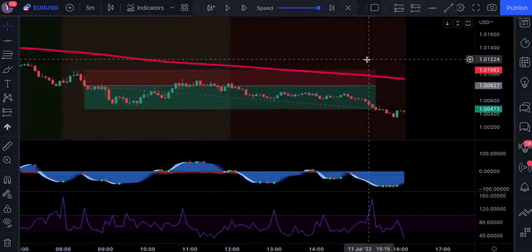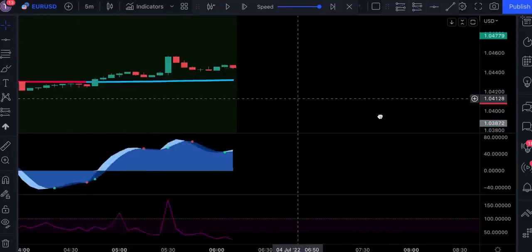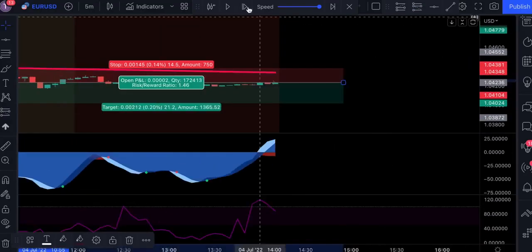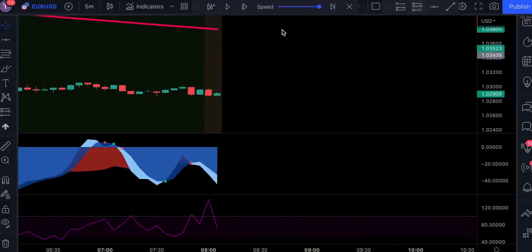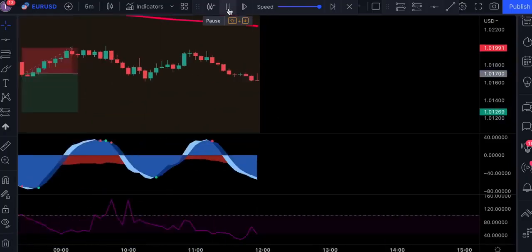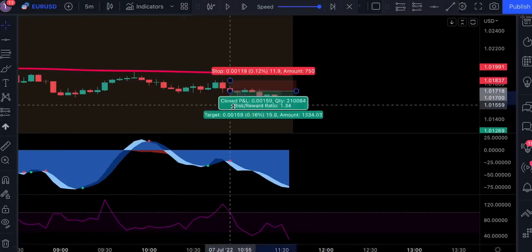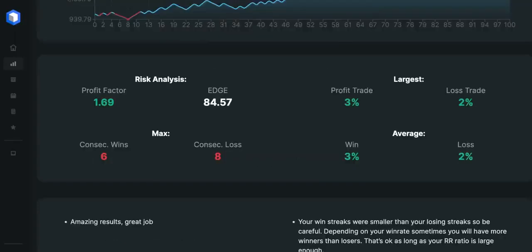Okay, now let's do our backtesting to find out how well this strategy performs during these sessions. Okay, so here are the results after 100 trades. The win rate for this strategy is 53% and we increased our account size by 85.35%. The profit factor is 1.69 and we had 6 consecutive wins against 8 consecutive losses.